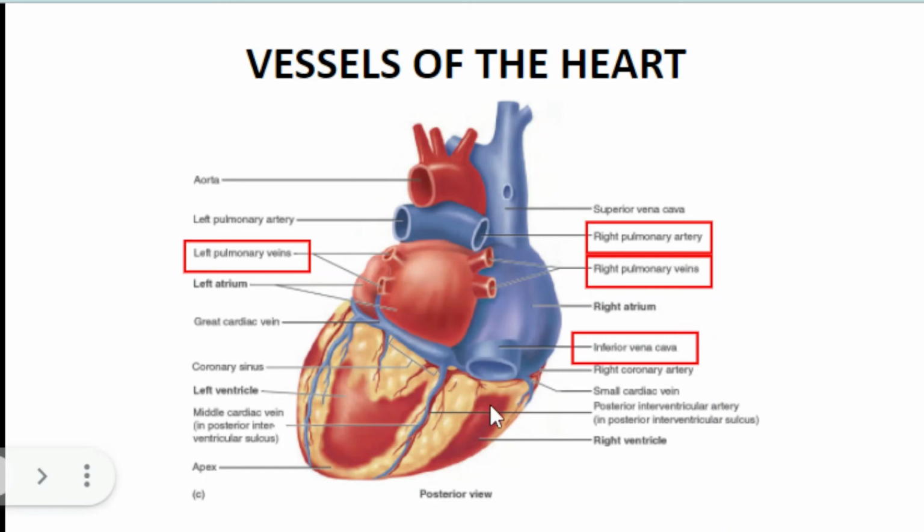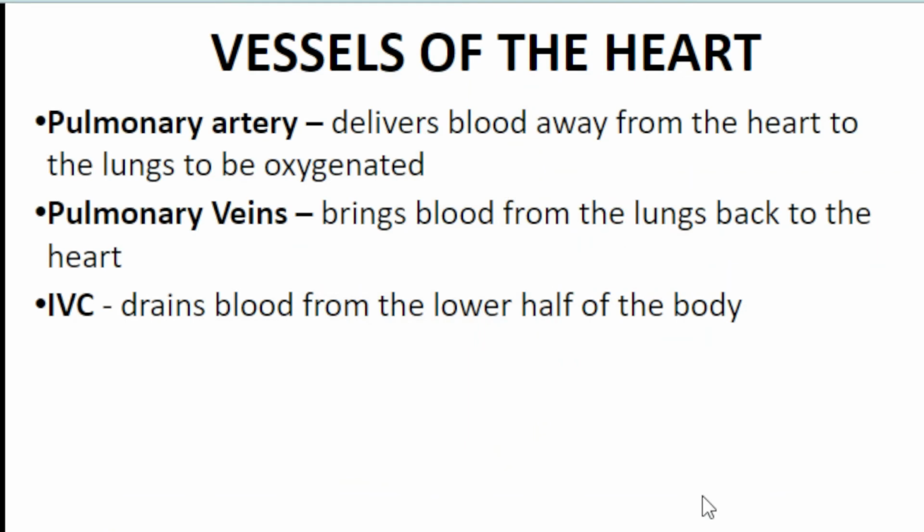And now in this posterior view, we're able to appreciate the inferior vena cava. Ano ulit yung rudimentary valve ng inferior vena cava natin? The Eustachian valve. So here is a summary of the definitions I told you.